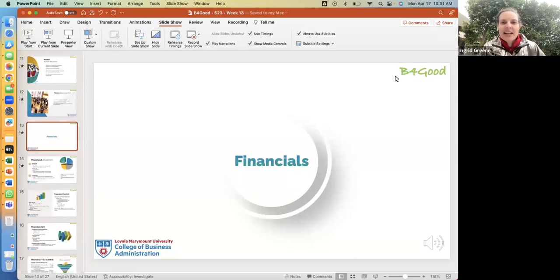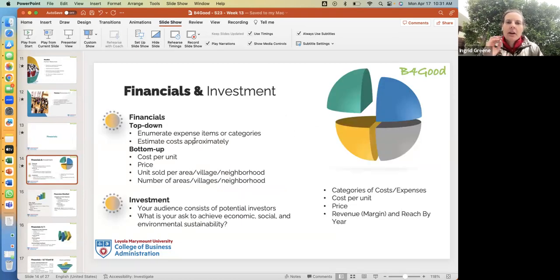Hi, I'm Professor Green, and let's talk about financials when it comes to your Business for Good project. The first slide here describes the different pieces of the financial and investment slides.